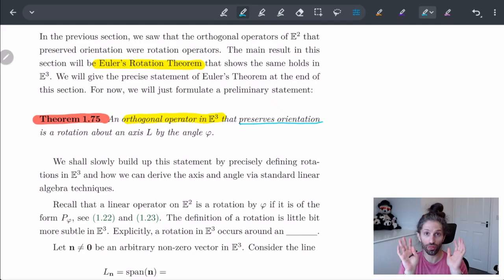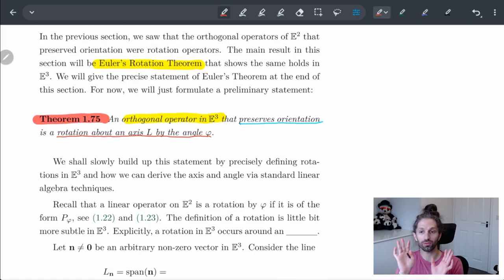So if I look at an orthogonal operator in three dimensions that preserves the orientation, then it turns out that this is precisely identical to two dimensions. In particular, it says it's a rotation about an axis L by the angle phi. We're not going to say right now what an axis is in three dimensions, but this is the idea we're going to progress with. We'll build up to the statement, but for now let's pretend this doesn't exist, and we'll look at it a little bit later.